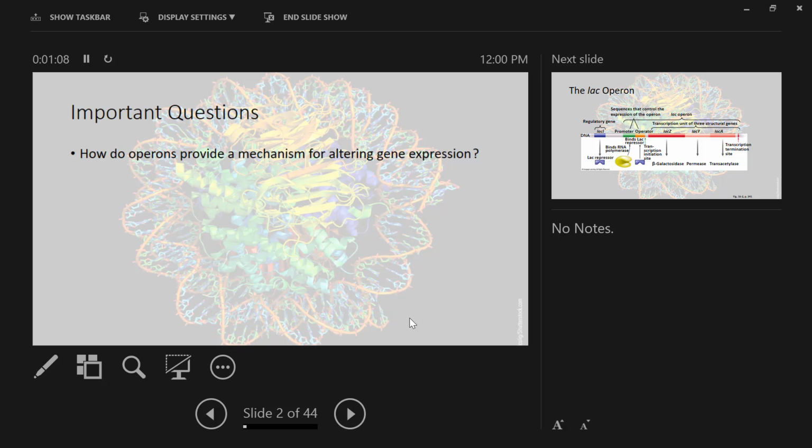So the first question we need to deal with is this one. How do operons provide a mechanism for altering gene expression? So we're basically going to talk about prokaryotic gene regulation, and then we'll talk about eukaryotic gene regulation. Eukaryotic gene regulation is far more complex, far more interesting, and far more relevant because we are eukaryotes and not prokaryotes. Although last time we talked about that we are actually both prokaryotes and eukaryotes, because you probably aren't human without your gut bacteria that are prokaryotes. All right, so how do operons provide a mechanism for altering gene expression?